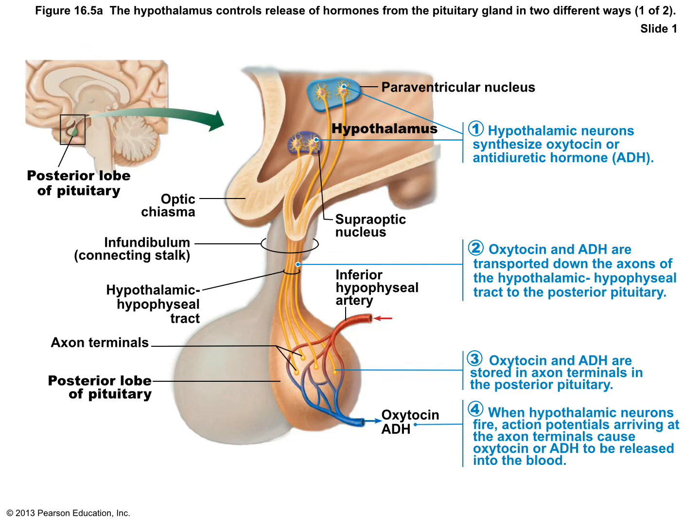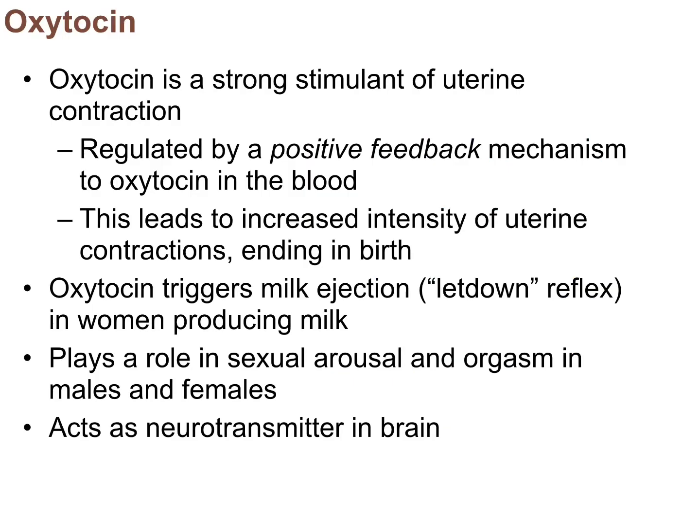This slide gives you a visualization of the neurons coming down into the posterior pituitary. Okay, so we're going to talk about those two hormones. First, we'll talk about oxytocin. Oxytocin is a stimulant of uterine contraction, and it doesn't use negative feedback.